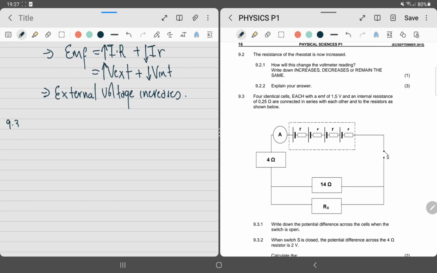9.3. 4 identical cells, each with an EMF of 1.5 volts. So the total EMF should be equal to 1.5 multiplied by 4, because we have 4 separate cells. So the total EMF should be equal to 6.0 volts, and an internal resistance of 0.25. The total internal resistance should be 0.25 times 4.